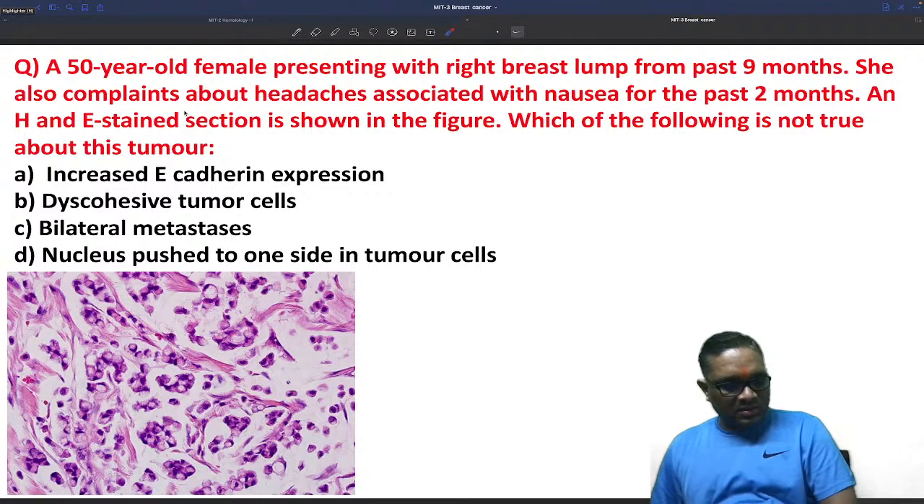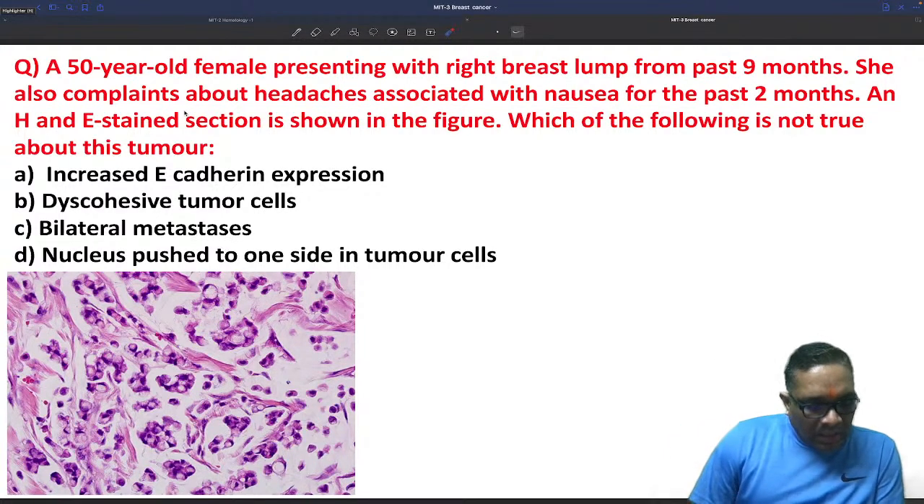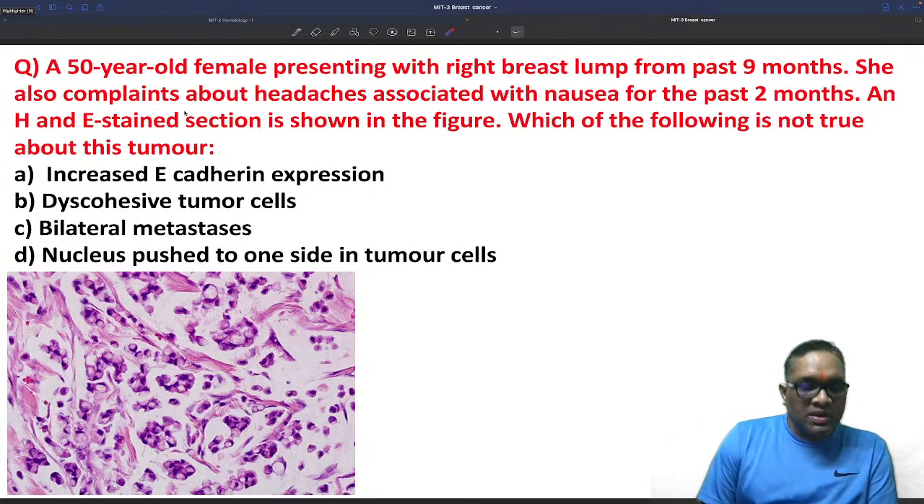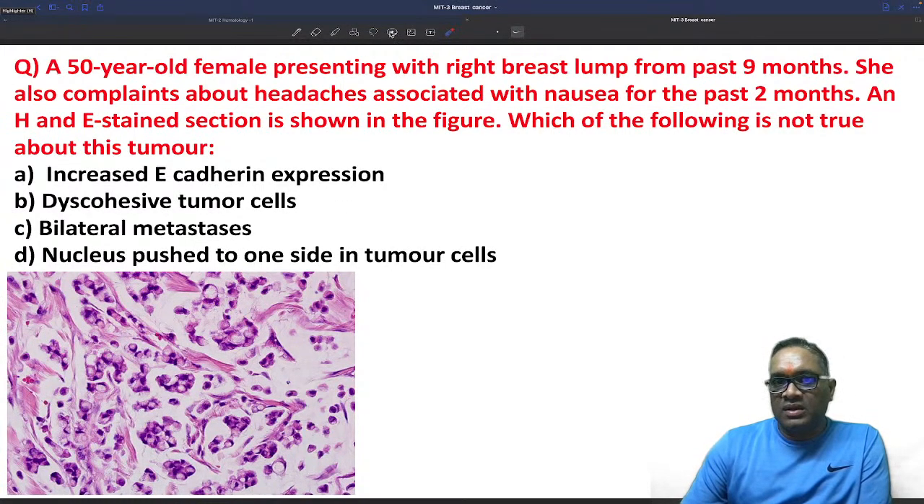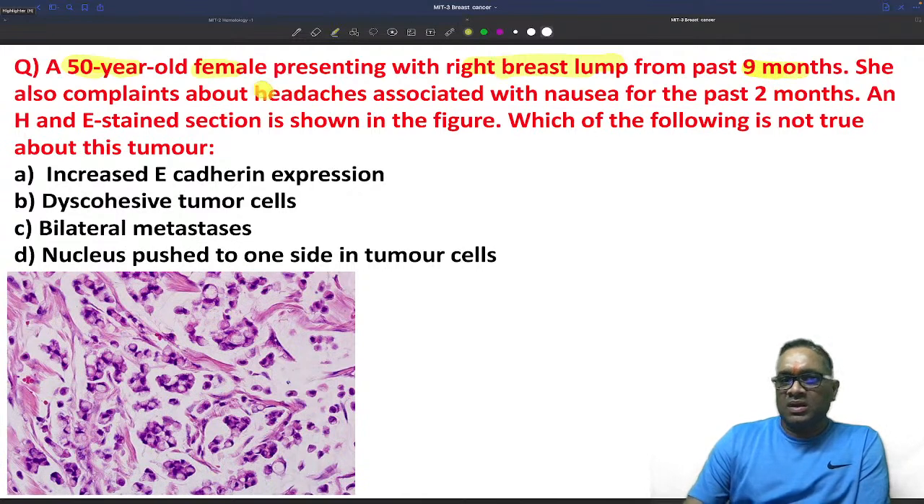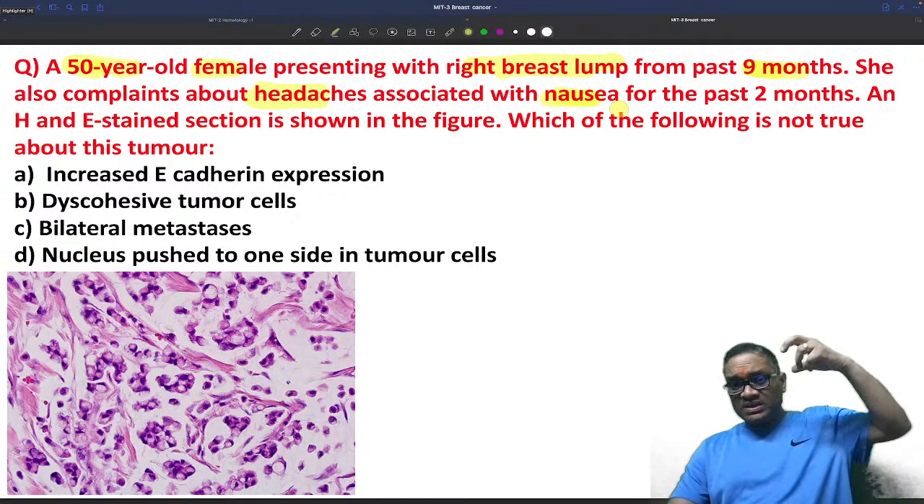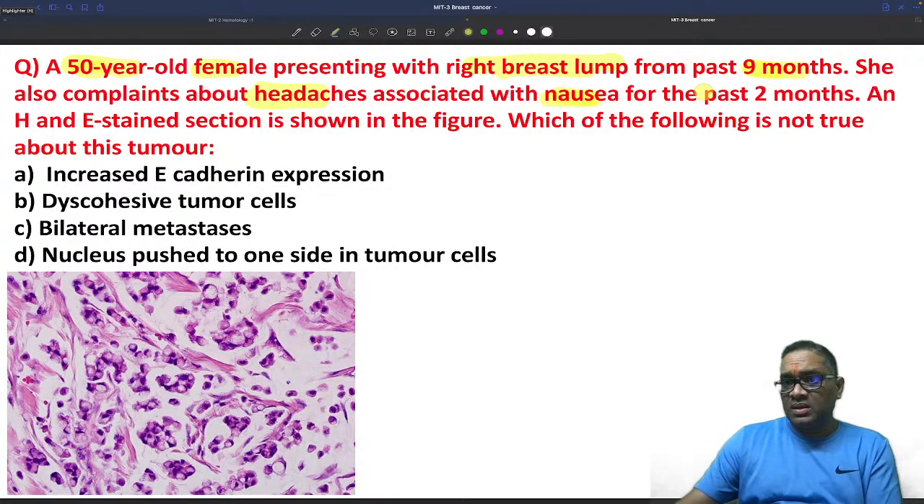Right, so here, very good, Nitish and Nairobi have given me the first correct answer. Answer is A. See the history and the presentation. A 50-year-old female with a right breast lump from the past 9 months. Now she is having headache and nausea, which means there is a metastasis of the breast cancer to the brain, right?